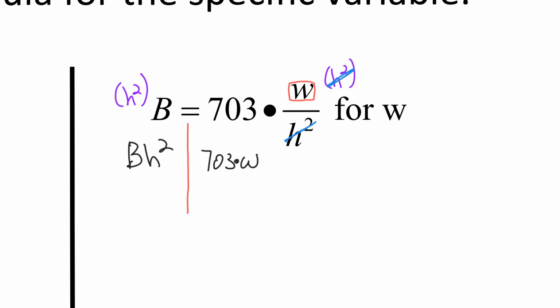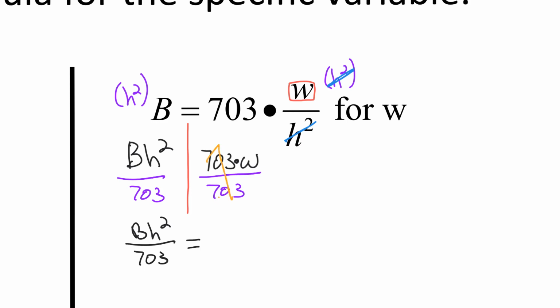So the last step is to get w by itself. So I'm going to do the opposite of this one. Since we're multiplying, I'm going to divide. So divide by 703 here, divide by 703 over here. So we get b h squared over 703 equals, this turns into 1, which is a w right here. Or you can also say w equals b h squared over 703.